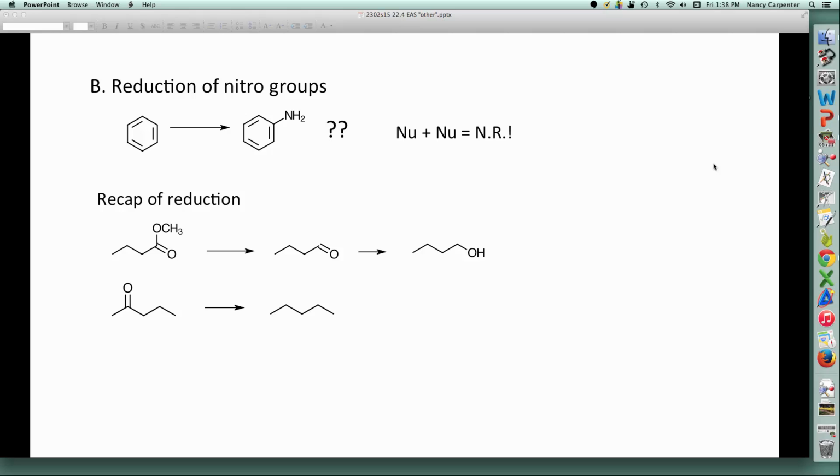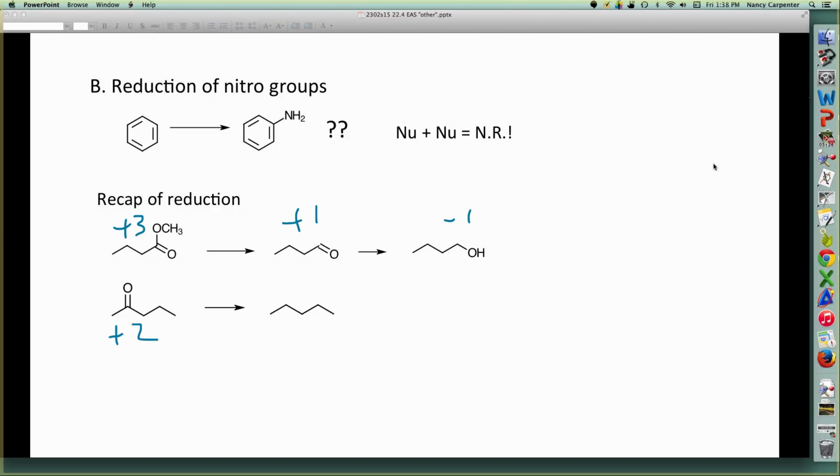So a recap of reduction. Well, it's kind of the opposite of oxidation, right? So we're going here from +3 to, what was this? I think this was +1. I think this was -1. We got +2 down to 0. No, that's not right. It's not 0, it's -2, right? Because we're looking at that carbon right there that has 2 hydrogens attached.